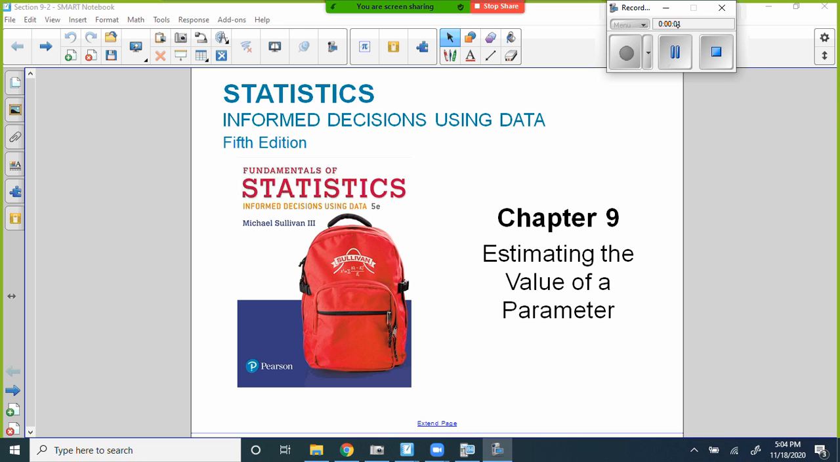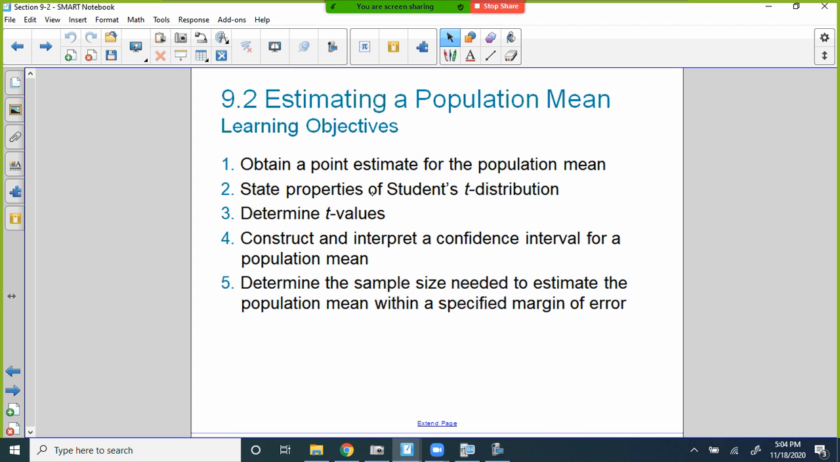Chapter 9, Section 2 is what we're in. In Section 1, if you remember, we did a one proportional Z interval, the confidence interval for one proportion and everything. But in 9.2, we're going to learn how to do estimating a population mean, okay? So we're adding another tool to our analysis of data, all right?